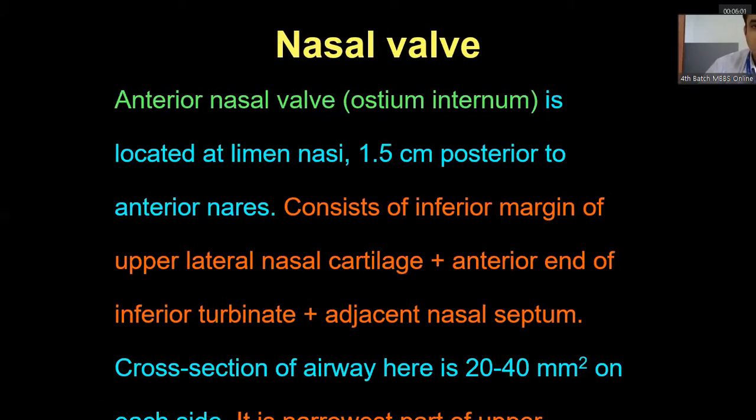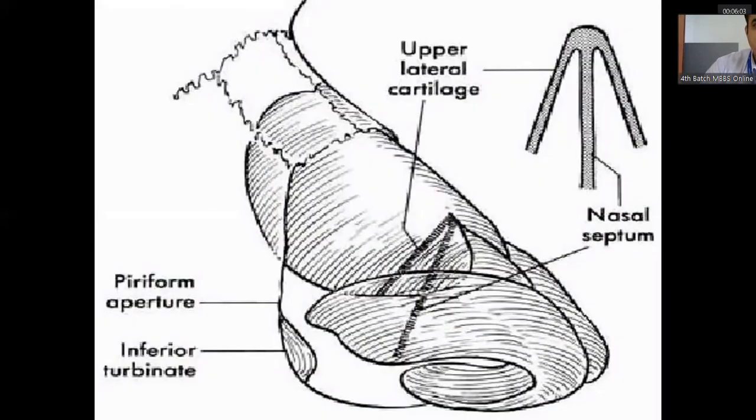Let us skip these things. So this is the nasal valve area. This is the nasal valve. This is where the pressure lies, and this helps to provide nasal resistance.